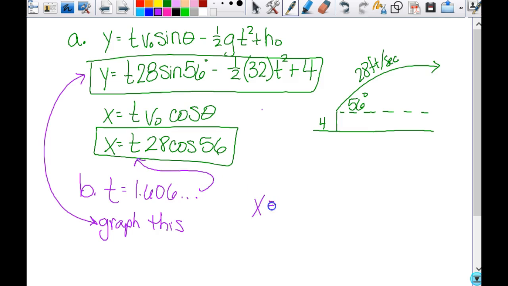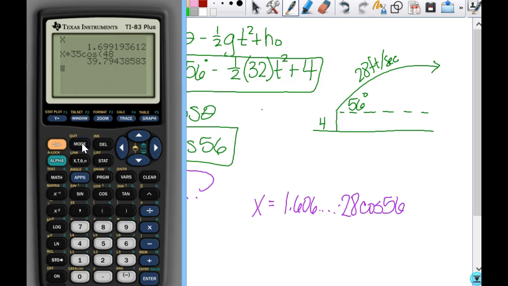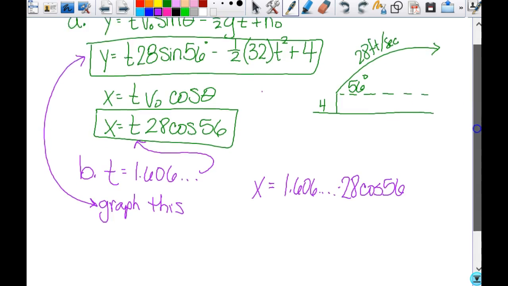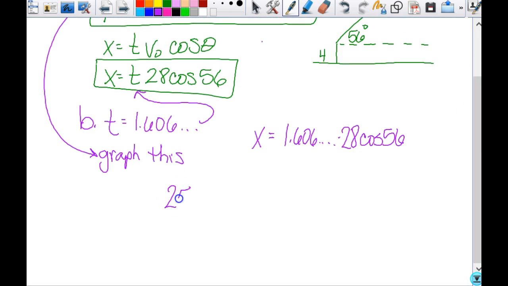So x equals 1.606, but I'm really using the calculator for that, times 28 times the cosine of 56. So in my calculator, remember, it has stored that x for me. So this is just x times 28 times the cosine of 56. And there's my answer, 25.153 feet.